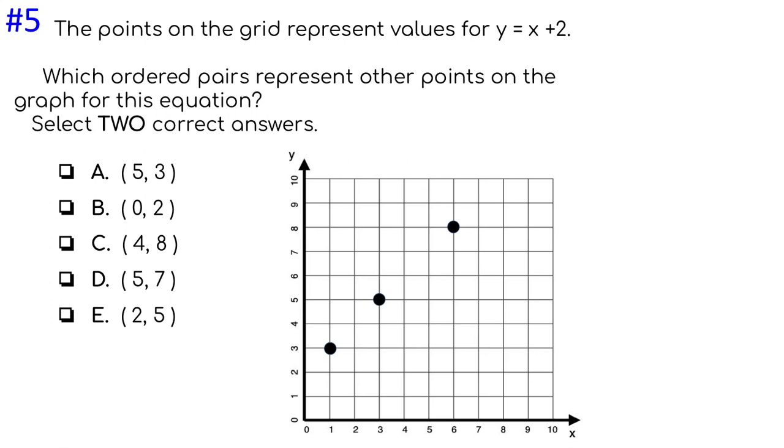Unit 9, Mixed Review. Number 5. The points on the grid represent values for y equals x plus 2. Which ordered pairs represent other points on the graph for this equation? So, two important things here. We've got our equation, which is y equals x plus 2, and then we already have some of the points.